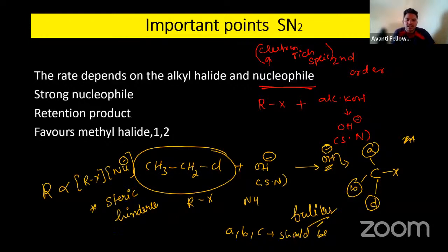Sir, you are telling about bulkier groups. What is the meaning of bulkier groups? Bulkier groups are simply ethyl, propyl, or isopropyl, whatever groups have more carbon chains. They will act as protectors against the attack of the nucleophile. So obviously less steric hindrance should be there, or we can say less crowd.